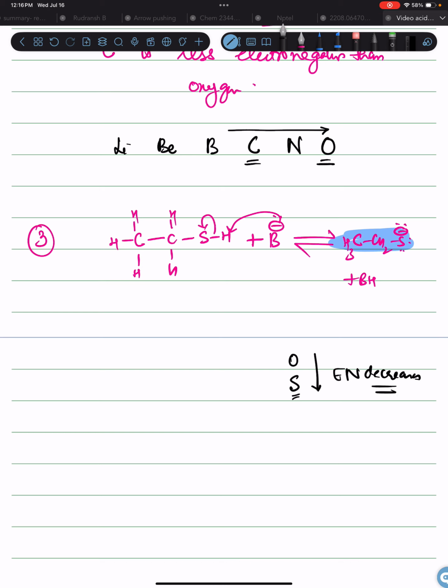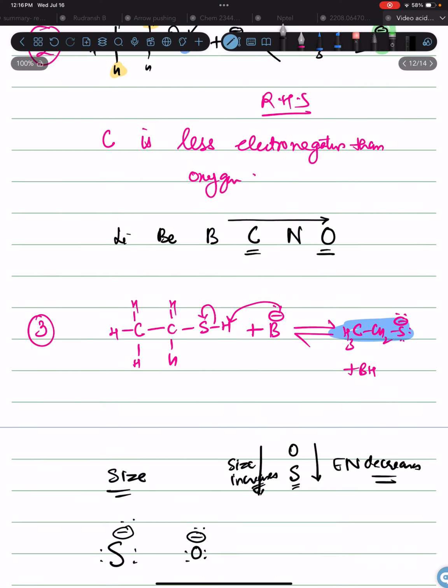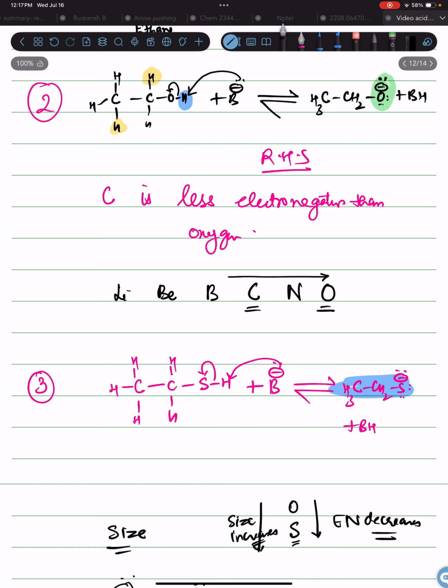But here there is another factor which dominates, and that is the size factor. Size increases down the group. So sulfur's size is bigger as compared to oxygen. And because of this, sulfur can better accommodate a negative charge as compared to oxygen. Fine. And that is why this sulfide anion which is highlighted in blue is more stable as compared to the anion which is highlighted in green.